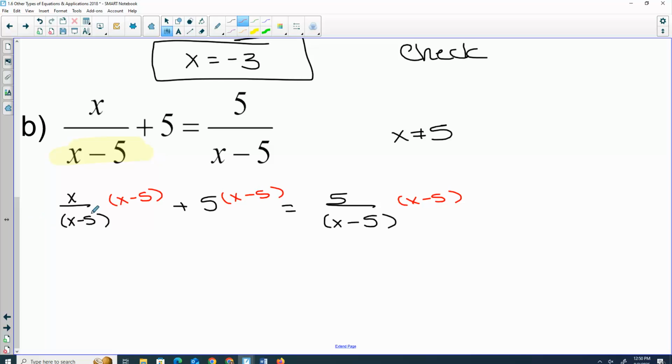Now, lucky for me, those cancel, and these cancel. So do I even have any fractions left? No, that's all we had to multiply by. So we're left with x plus 5 times the x minus 5 equals 5. You're welcome to go ahead and start multiplying that out. I'm just trying to show my work so you know where I got my answer.